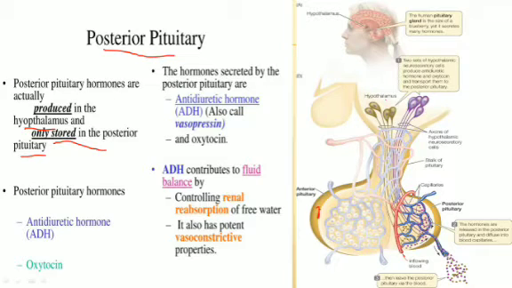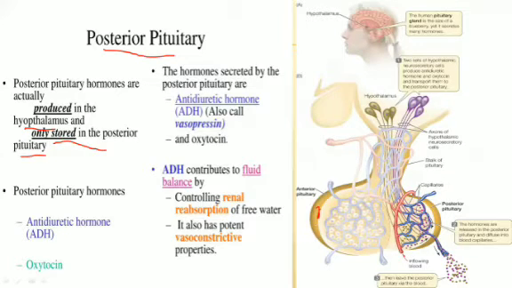Here you can see the hypothalamus, and here you can see the nerves coming from the hypothalamus. They directly come and release the hormones in the posterior pituitary in the form of neurotransmitters, which are just stored in the posterior pituitary. Hormones are diffused into blood capillaries when they are needed, and then they move out through the blood into different parts of the body.